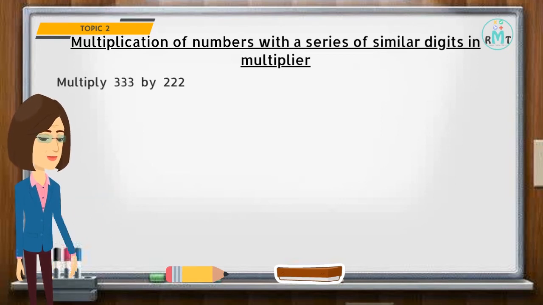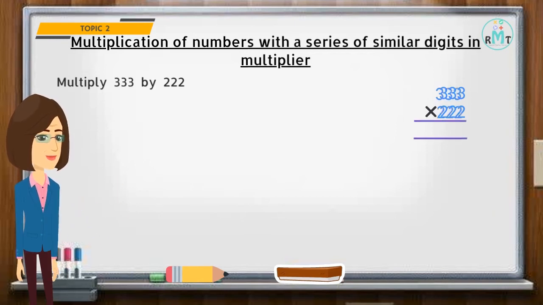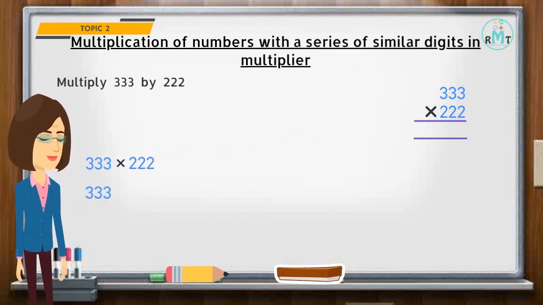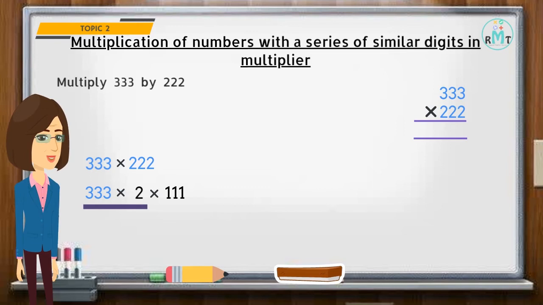Topic 2: Multiplication of numbers with a series of similar digits in multiplier. Multiply 333 by 222. Now, carefully observe the logic that we apply in this case. 333 by 222 is the same as multiplication of 666 by 111.